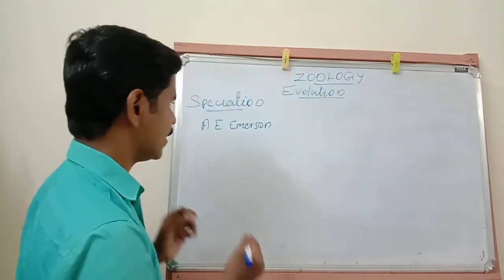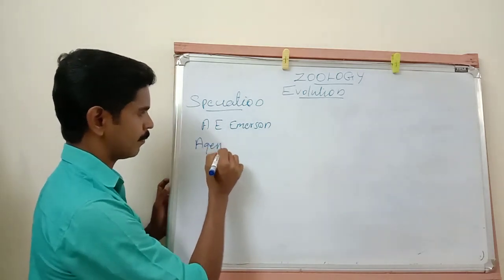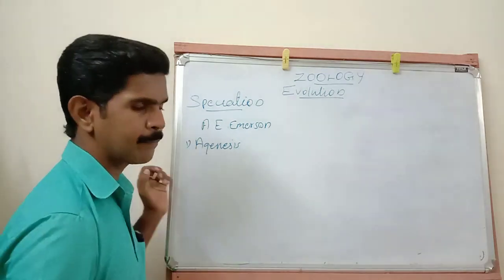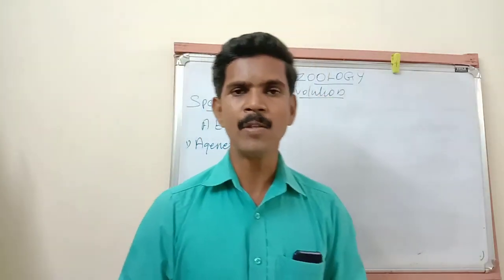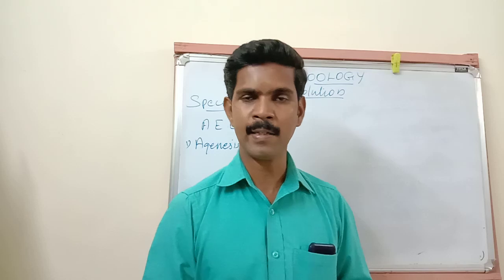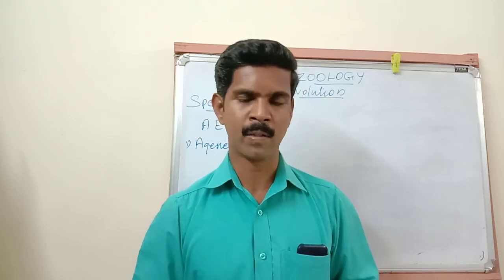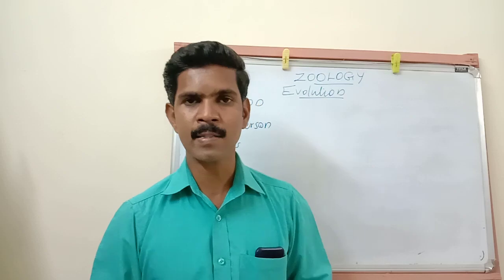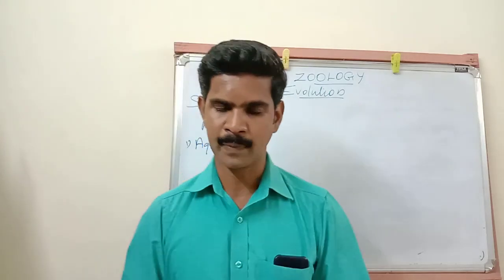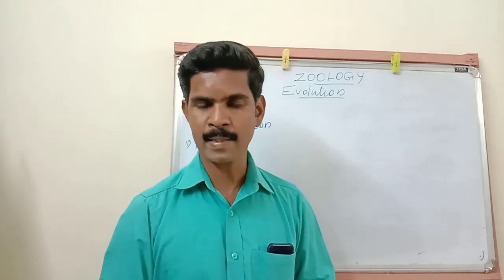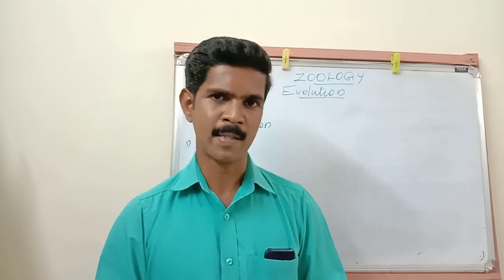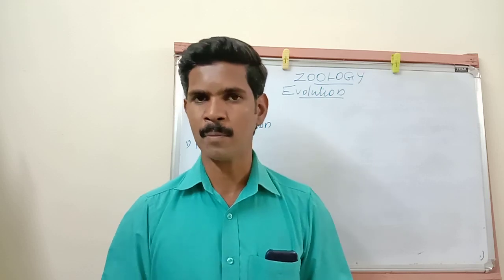The first 2-mark question is anagenesis. Anagenesis means evolution of new species in a single lineage. Here lineage means, in Tamil, marabu vazhi. So the evolution of new species in a single lineage is called anagenesis. This anagenesis is also known as phyletic speciation. Understood? So this is one of the very important 2-mark questions.